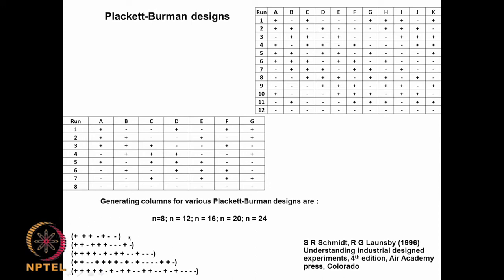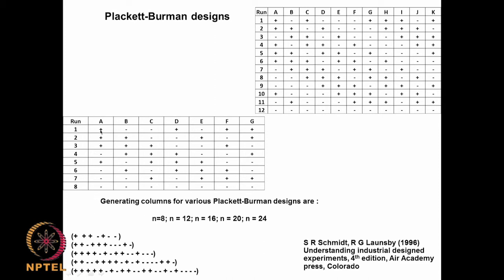So for 8 experiments, the design generator is +++-+--. So it gives you only 7, please note. So what do you do? For variable A, we put +++-+--. And the 8th row is all minus. You understand? The last row will always be minus.